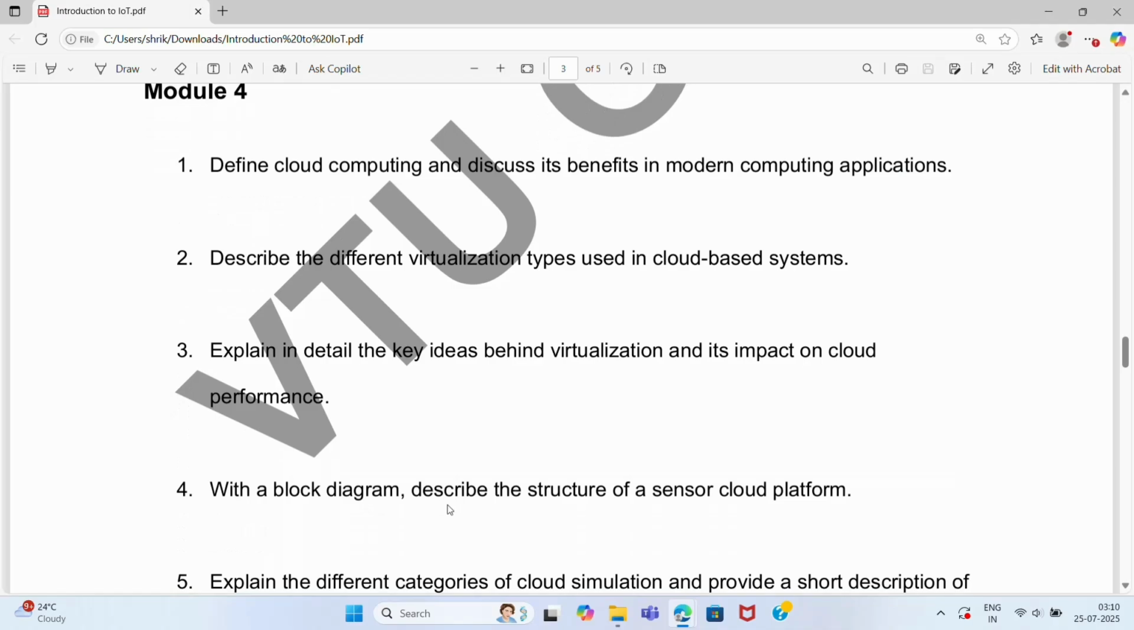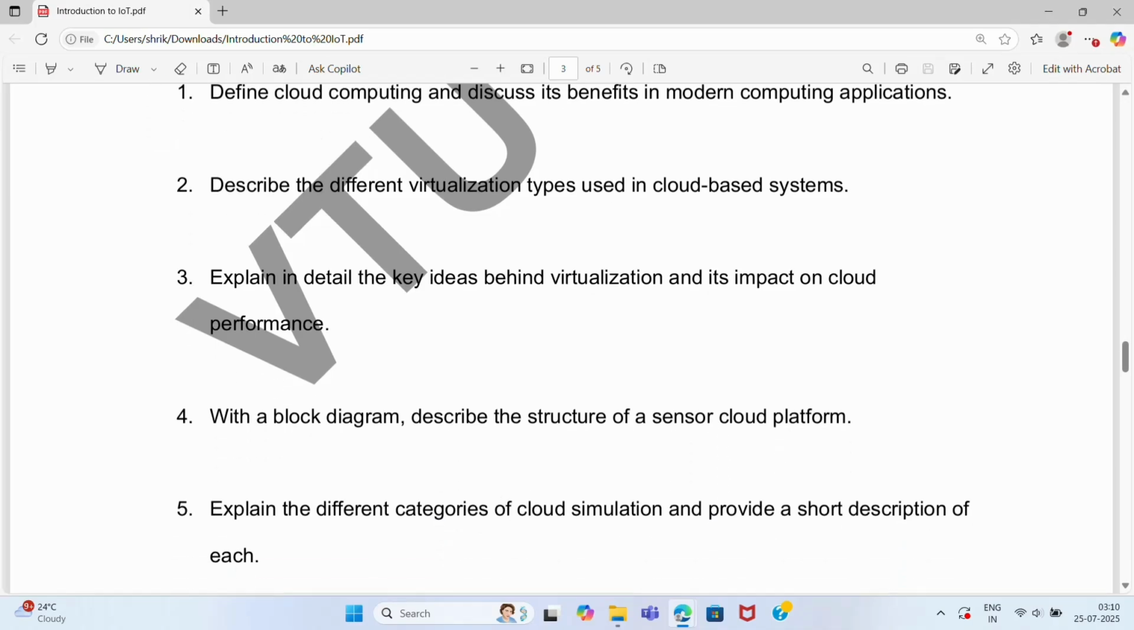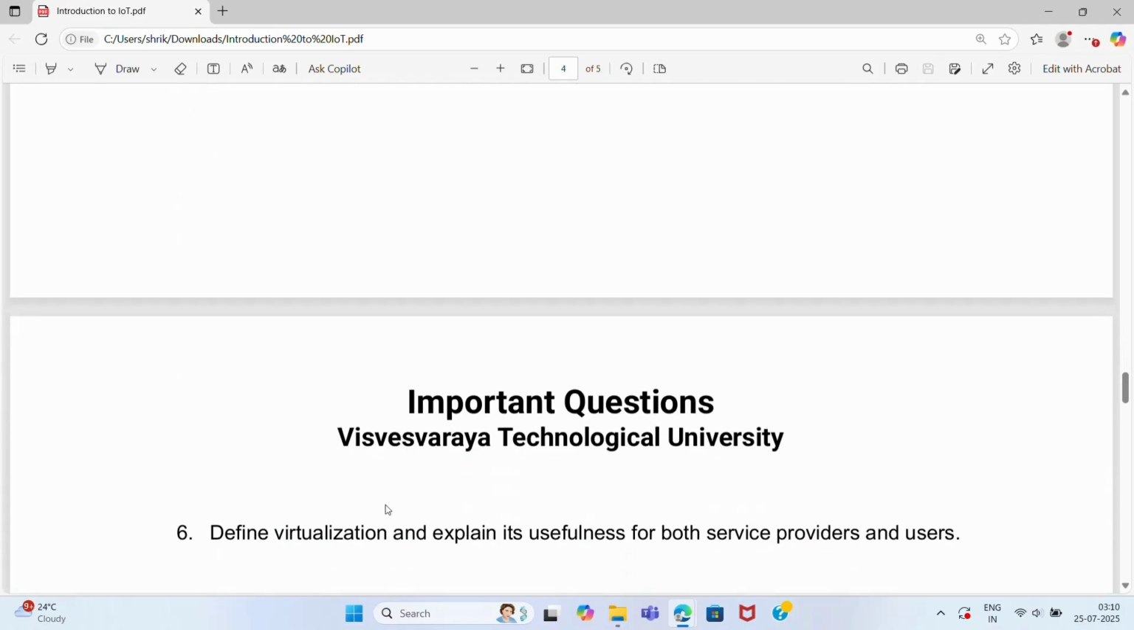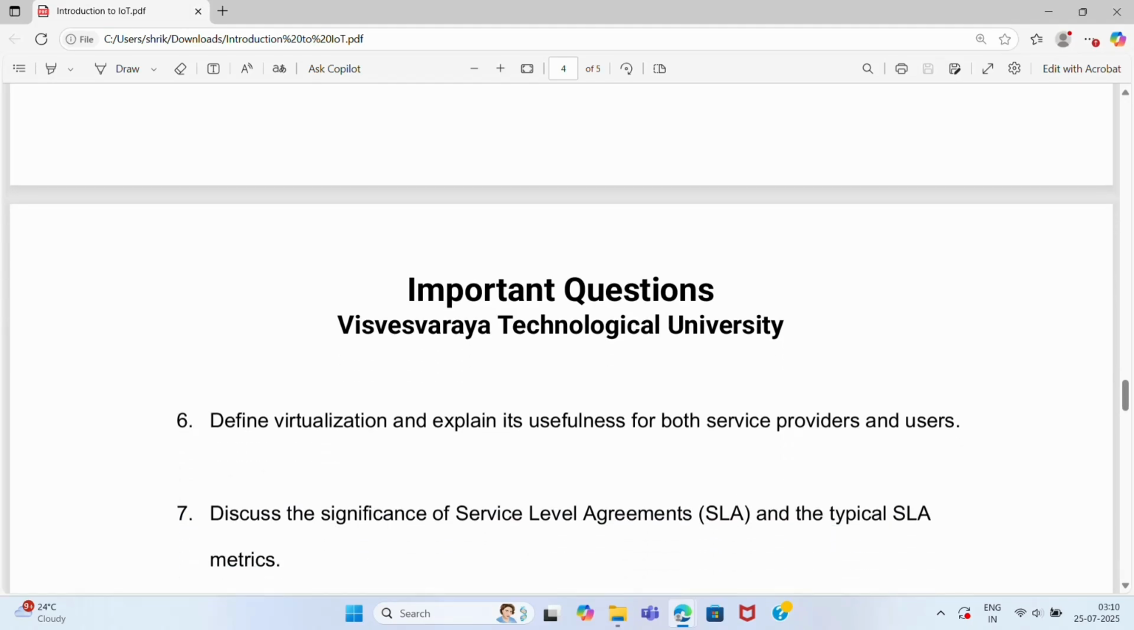With the block diagram, describe the structure of a sensor cloud platform. Explain the different categories of cloud simulation and provide a short description of each. Next question. Define virtualization and explain its usefulness for both service providers and users.